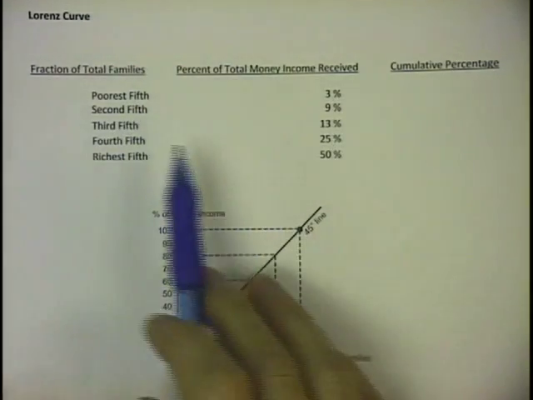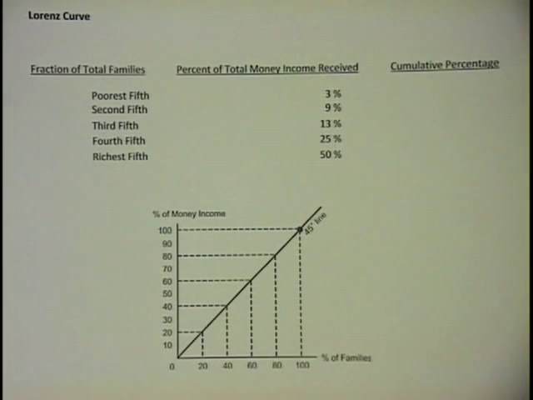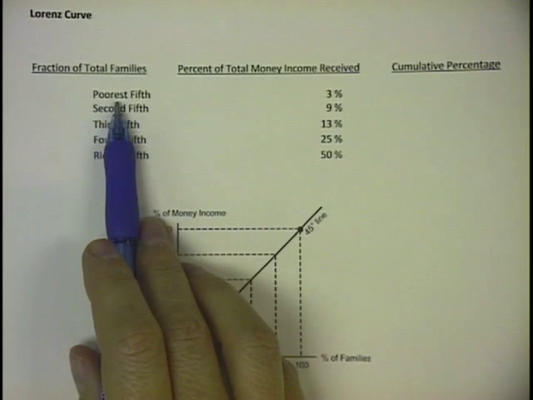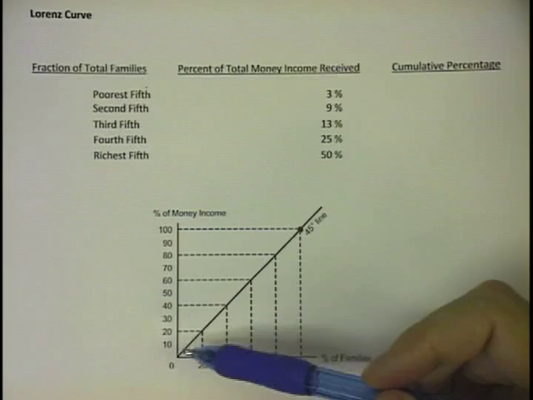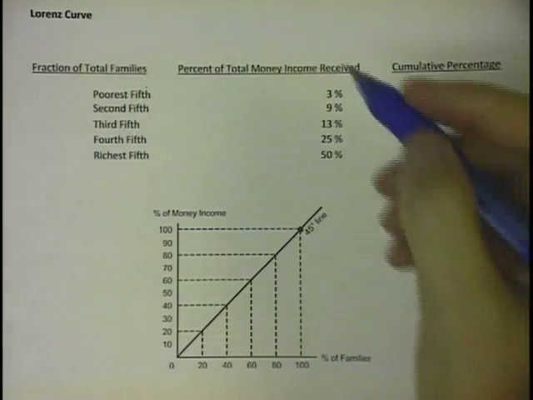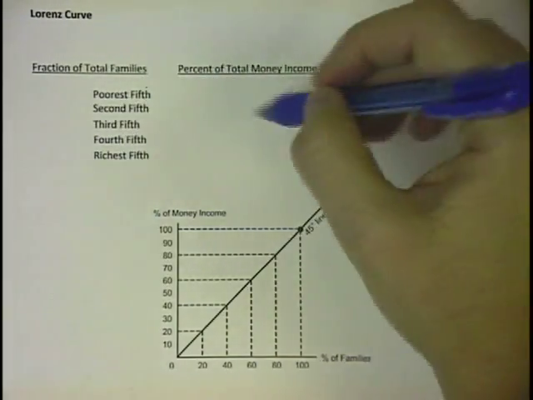What I've got here is the economy broken down into quintiles, that would be in fifths. So if we look at the poorest 20%, down here we're looking at the percentage of families in quintiles, each 20%. These are all 20%. And then this is the percentage of money income for each quintile. So what we need to do first is accumulate this information.